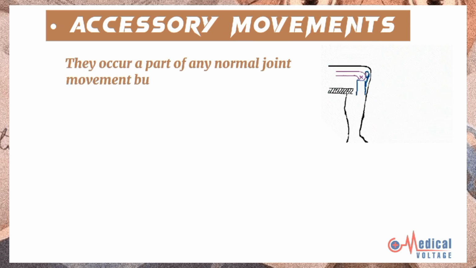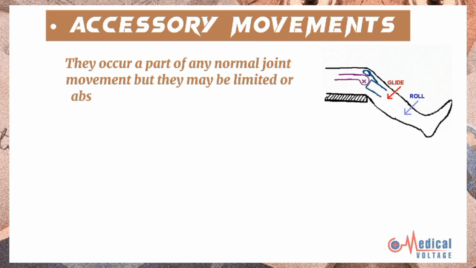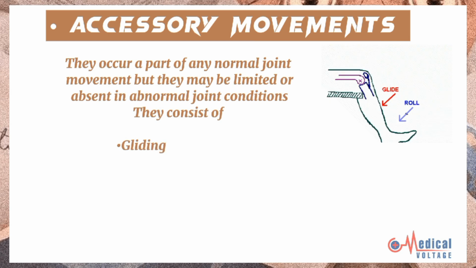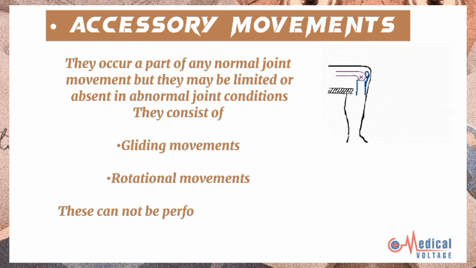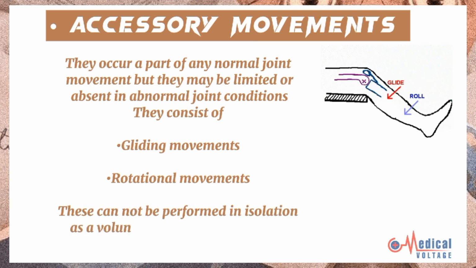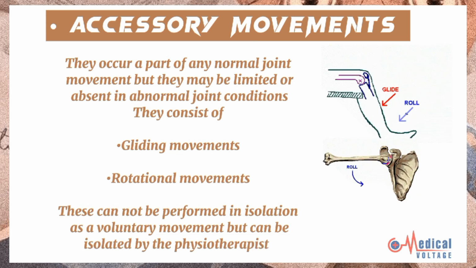Accessory movements. They occur as a part of any normal joint movement, but they may be limited or absent in abnormal joint conditions. They consist of gliding movements and rotational movements. These cannot be performed in isolation as a voluntary movement but can be isolated by the physiotherapist.